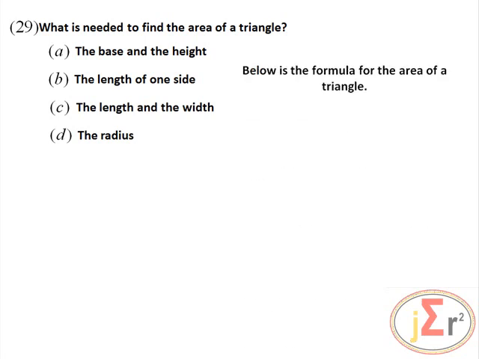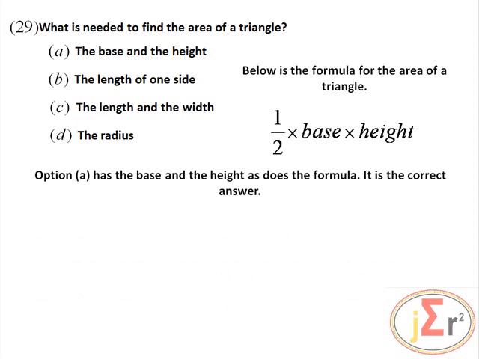Below is the formula for the area of a triangle. So the area of a triangle is half multiplied by base multiplied by height. Therefore, in order to determine the area of a triangle, we need the base and the height. So option A has the base and the height, as does the formula. It is the correct answer. So option A is correct, because that option contains base and height, and of course, base and height is in the formula. So that's what we really need.